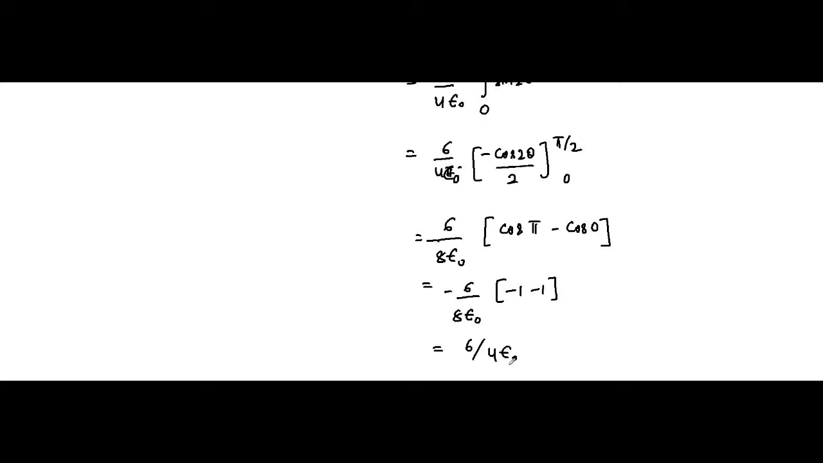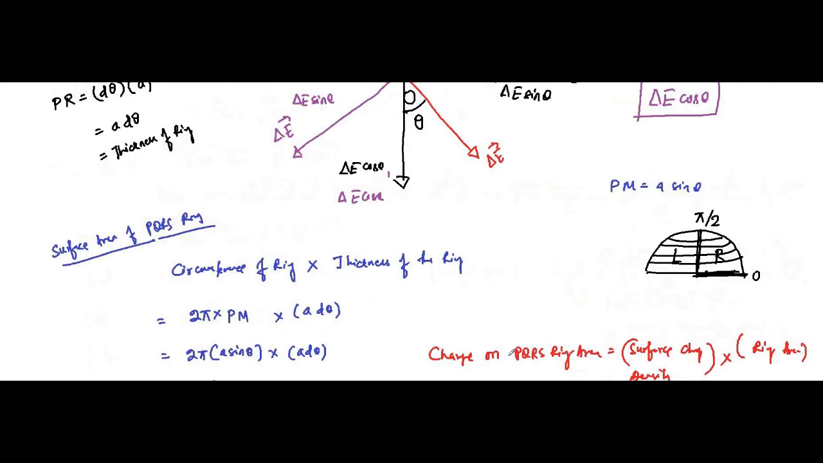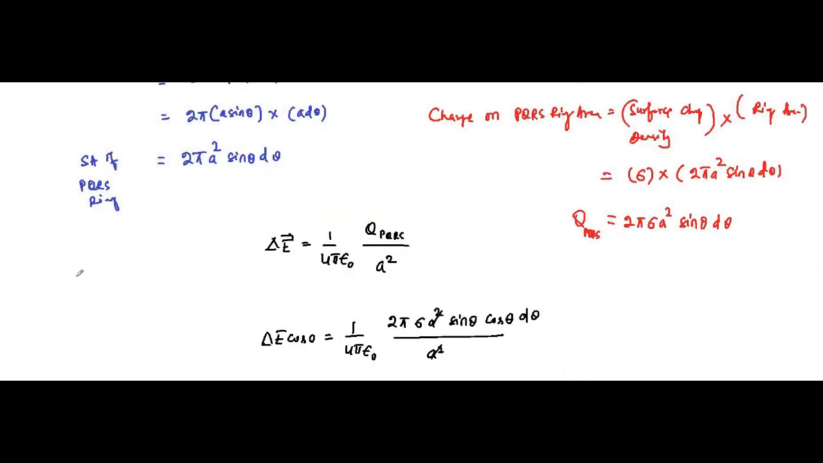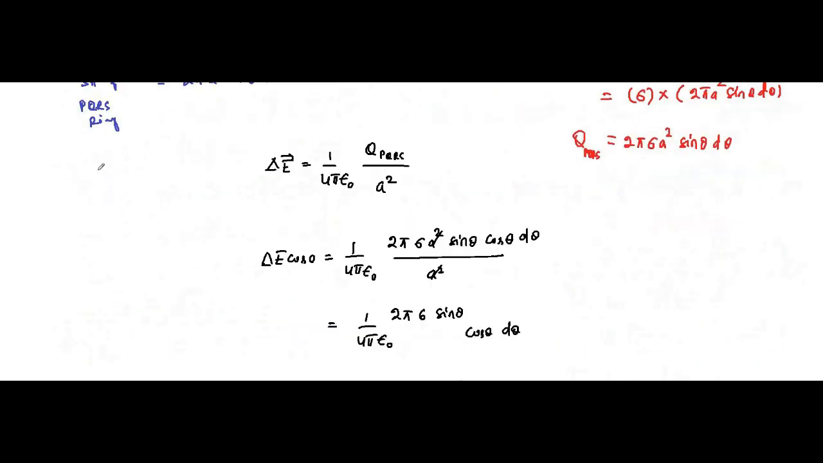Yes, this is the net electric field intensity. Delta E is only for the PQRS ring. So the total electric field intensity at center O is equal to sigma by 4 epsilon 0.